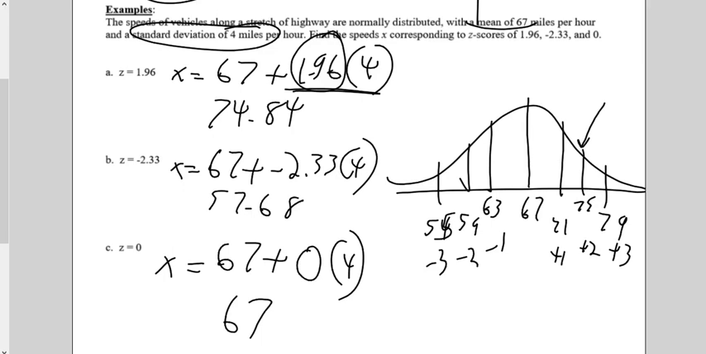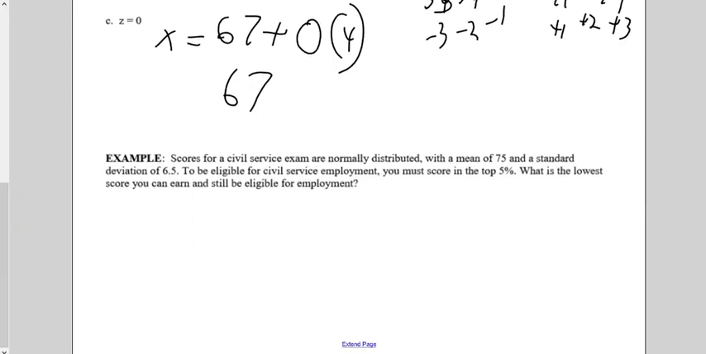57.68. Well, that's going to be between 55 and 59. Well, doesn't that make sense? That that's going to be between negative 2 and negative 3? And there's my z-score between negative 2 and negative 3. Hopefully it's starting to make a little bit more sense to you. Okay.